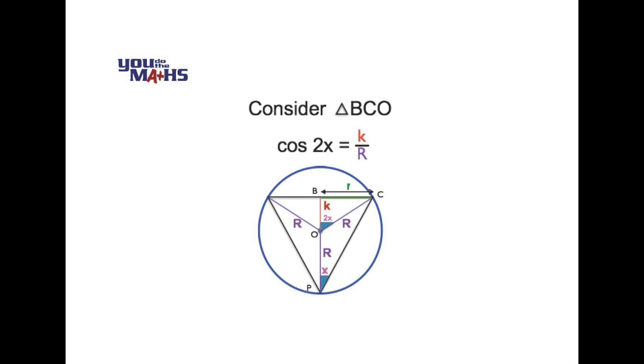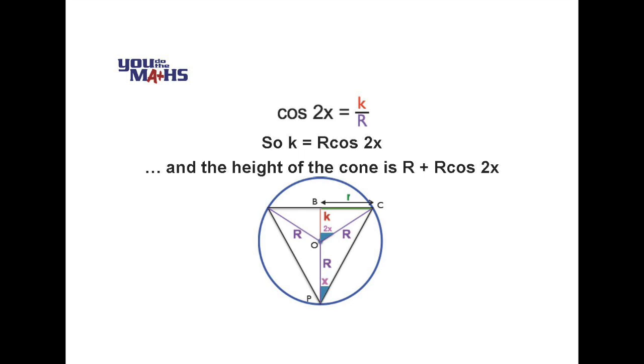We'll then take that a step further and say that the side K is equal to R multiplied by cosine 2x. Now that'll help us establish the height, in this case the height of the cone. So the height of the cone is K plus R, and because K is equal to R cosine 2x, we can write the height as R plus R cosine 2x.